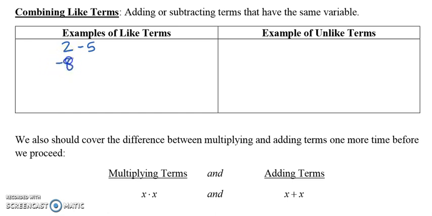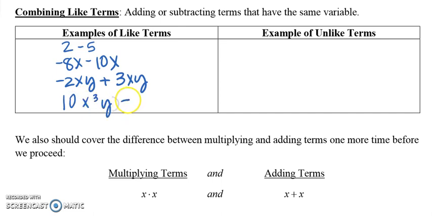If I have negative 8x minus 10x, we can do that because they both have just an x on them. If I have negative 2xy plus 3xy, we could go ahead and add those together because they both have an xy. Another great example, I like to throw some exponents in there because there's no need to be scared of them. Notice that they both have the same variables with the same exponents. And I'll talk about that a little bit over here for unlike terms.